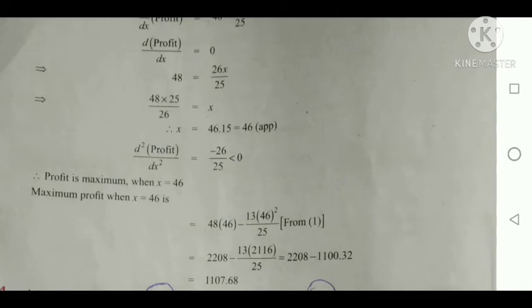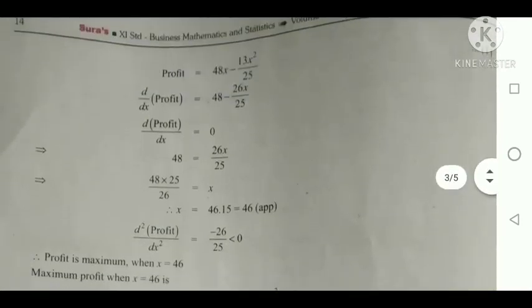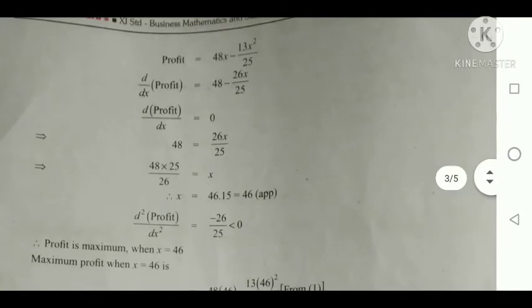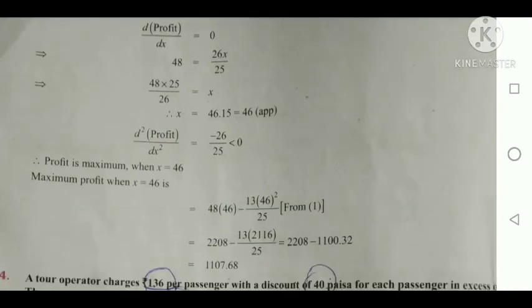After differentiating, we get minus 26 by 25. Double differentiation is nothing but differentiating the term again: we have 48 minus 26x by 25. While differentiating, 48 becomes 0, and 26x by 25 becomes minus 26 by 25. Minus means it is less than 0. Therefore, profit is maximum when x equal to 46.